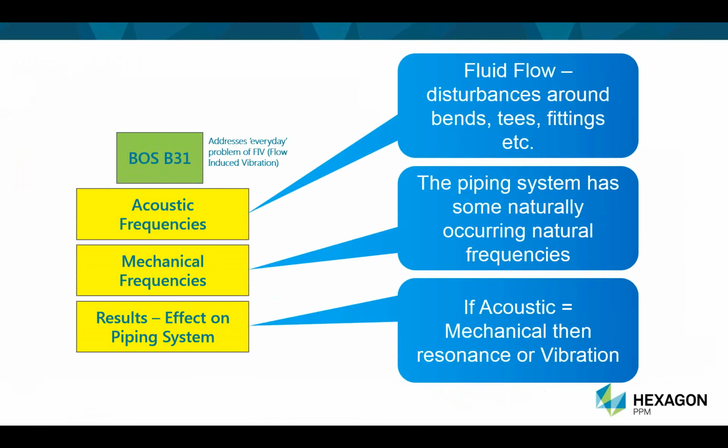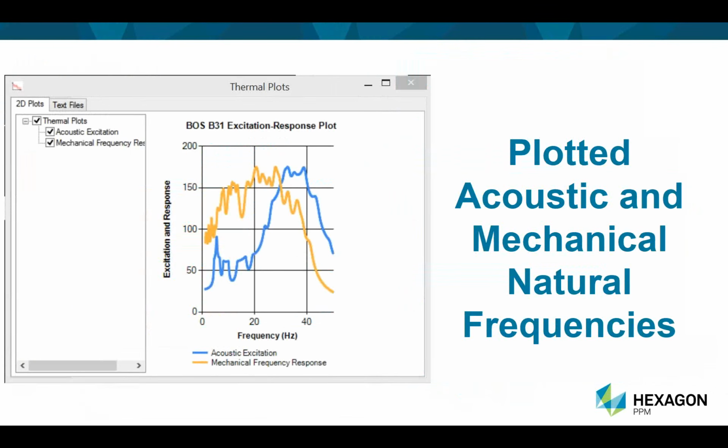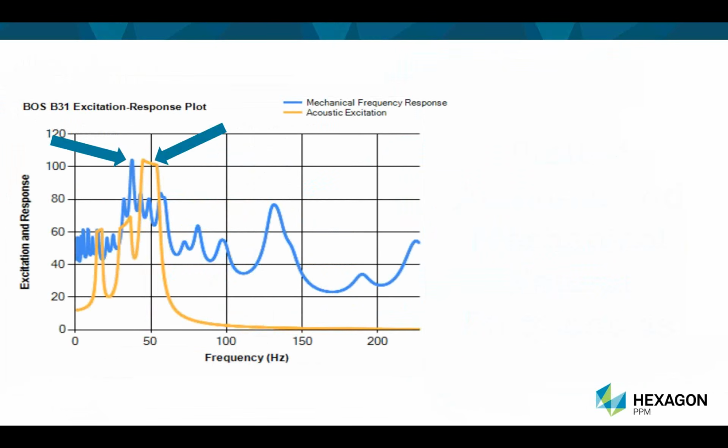And then what we want to see is the results or the effects on the piping system. And as Mark mentioned just 5 minutes ago, if the acoustic frequency tends to coincide with the mechanical frequency, then you will have a tendency for resonance or vibration. So the end product of this utility within FEA tools is not only tabular information, but graphical information as well. So you'll see a plot of the acoustic and mechanical natural frequencies. Of course, what we don't want to see is the acoustic and mechanical natural frequencies coinciding.